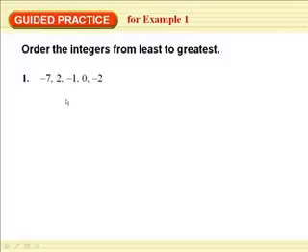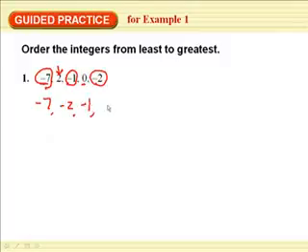You can think of them like money, and that's what I do a lot. I will go, all right, this is like owing $7. This is like owing $1, owing $2. That's just flat 0, and this is like having $2 in your pocket. So owing is smaller, because if you owe somebody, you don't have that money, so that would be the least. So -7 would be you owe the most, then -2, then -1, then 0, then 2. Those numbers are in order from least to greatest.